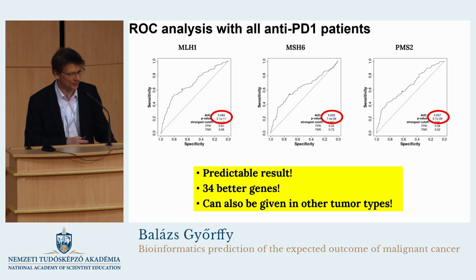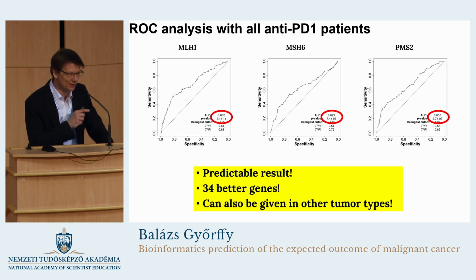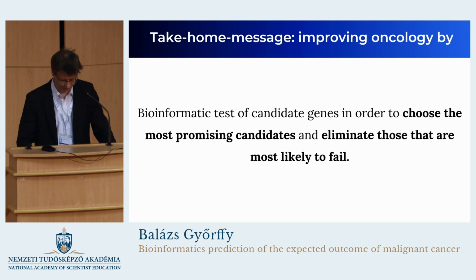And another result is that in our database, we do not have only rectal cancer patients, but we have different kinds of tumors like melanomas, breast cancer, and other types. Because these genes are working in other tumors, this means that the treatment can also be given to other patients as well.